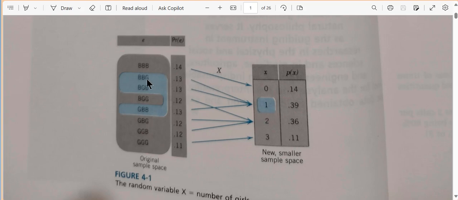There's actually 3 ways for that. You could have a girl on the last child, a girl on the middle child, or a girl on the first child. So there's 3 of those, and they've highlighted that here. Those 3 you have to add up to get the probability. So it's 0.13, 0.13, 0.13, which is this number here. For 2, it's this number, and for 3, it's this number. So this is called the probability distribution for this particular random variable X.